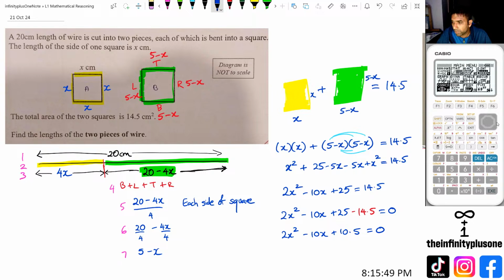So we're going to go into the calculator, go into equation, go into polynomial, degree 2. And all we have to do is, notice how it says ax squared plus bx plus c. So if you look at the equation, this is ax squared plus bx plus c equals 0. So all I have to do is replace the a with 2, b with minus 10, c with 10.5. So when I do that, there are a couple of answers we get.